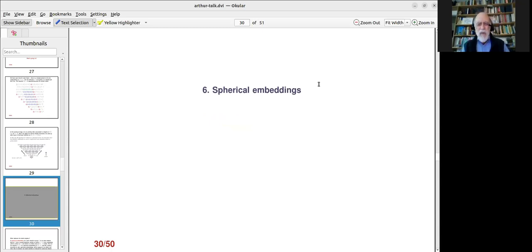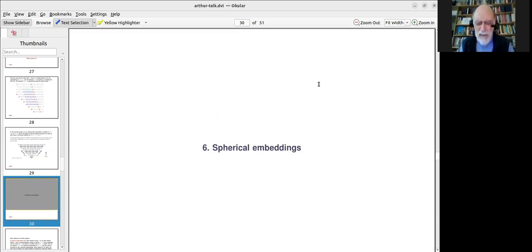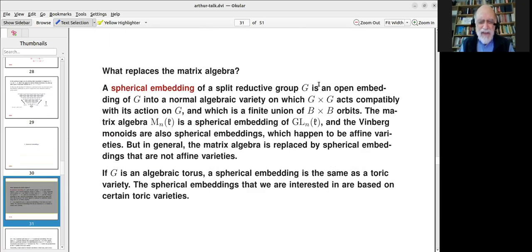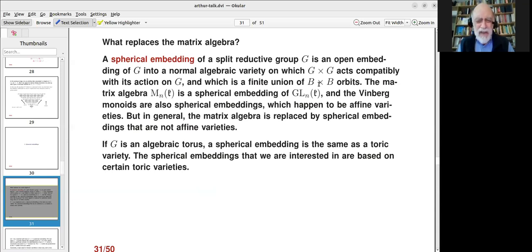So you might ask, what does this have to do with matrix algebra or other symmetric groups? The answer is that the replacement for the matrix algebra is something called a spherical embedding of the group GL_n, or GL_2 in our case. The simplest example of a spherical embedding is just the matrix algebra. A spherical embedding of a split reductive group G is an open embedding of G into a normal algebraic variety on which G cross G acts compatibly with the action on G, and which is a finite union of B cross B orbits, where B is the Borel subgroup.